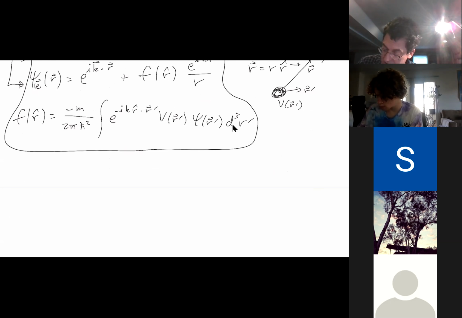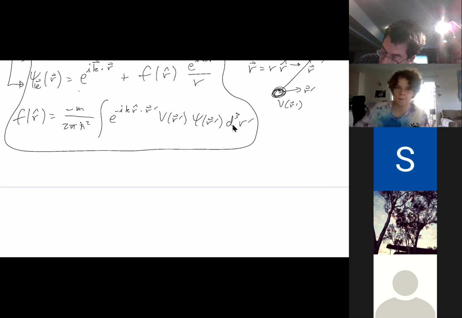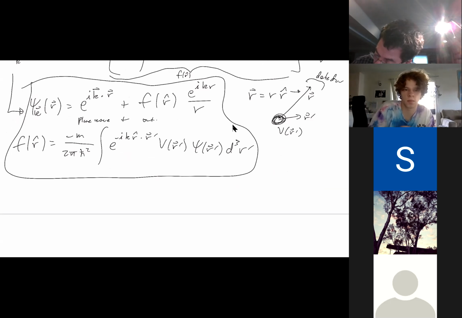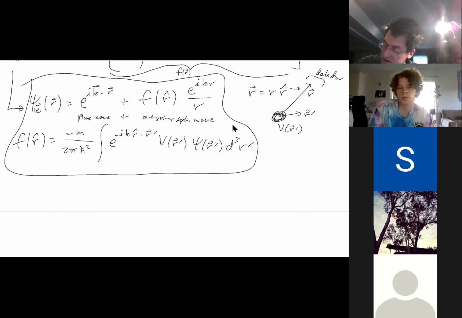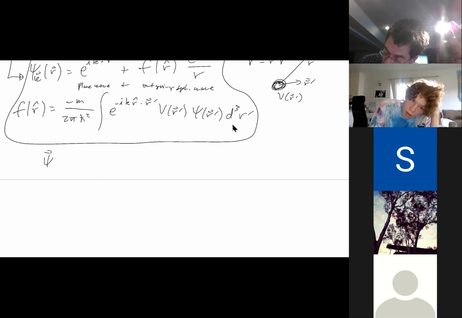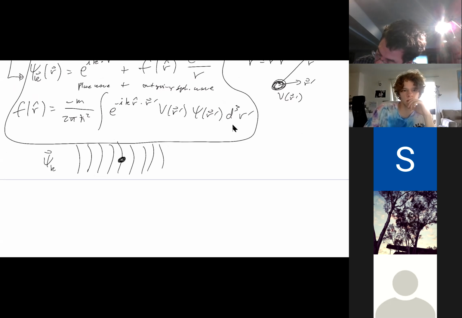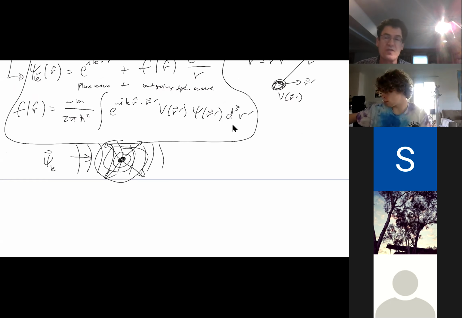I just want you to see that what we have is a plane wave plus an outgoing spherical wave. In other words, here's our potential, we shoot a plane wave at it, and our scattering wave function looks like this. You can draw it very easily: it's an incident plane wave plus an outgoing spherical wave.